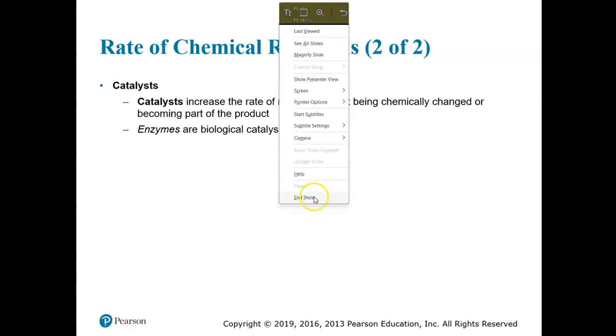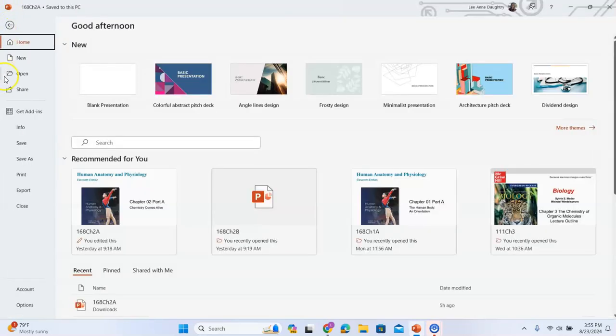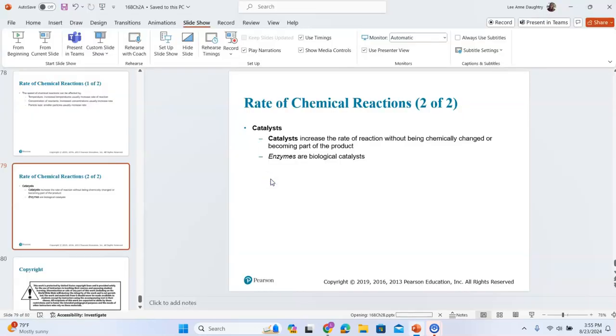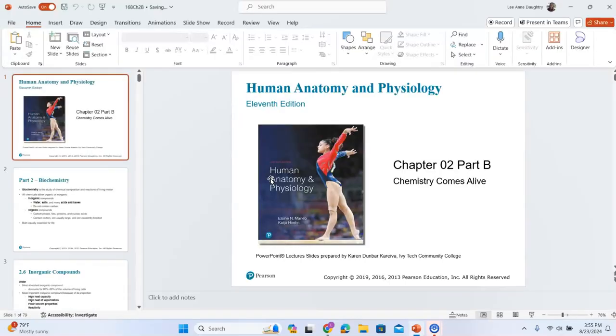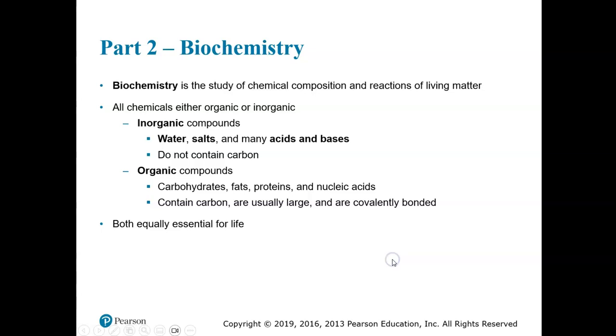Now we're going to move on to Chapter 2B. And we're going to learn about biochemistry, which is the study of the chemical composition and the reactions of living things. The chemistry of living things, basically.